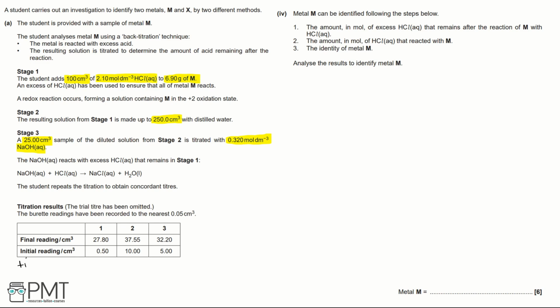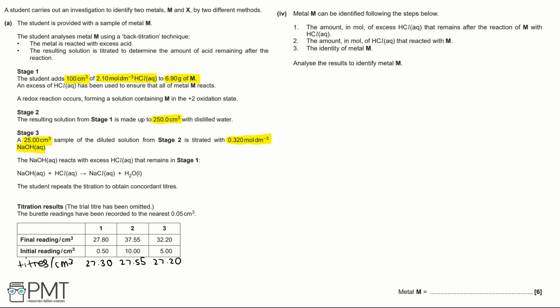So if we work out our titers, and that's going to be centimetres cubed, we minus the final reading from the initial reading. So for titration 1, that's 27.30. For titration 2, that's 27.55. And for titration 3, that's going to be 27.20. So always write to 2 decimal places when you do titration results, and that's so that you keep with the units of the burette and the table as a whole.